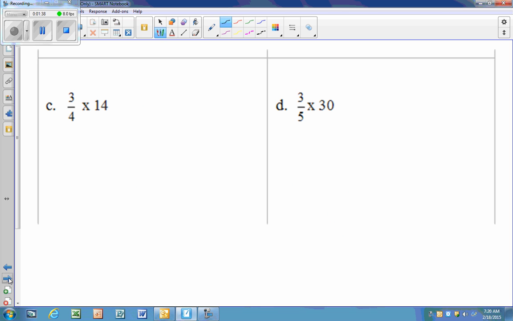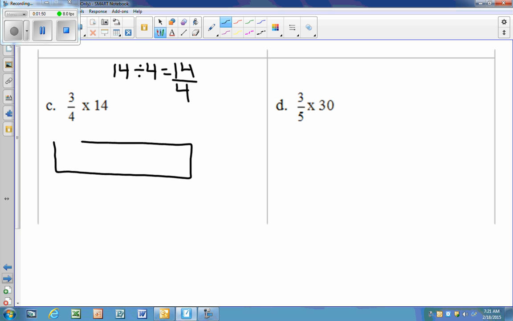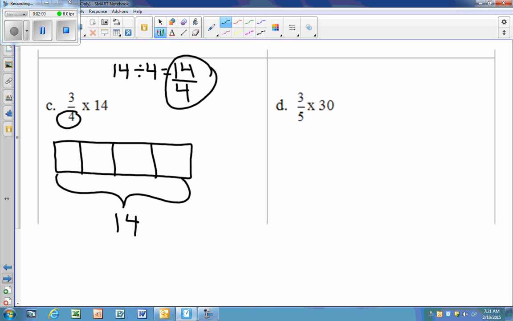Now C and D, very similar. I can't do 14 divided by 4 evenly because that would be 14/4. So I'm going to draw my tape diagram again. This whole thing represents 14. It's split into 4 groups, and each piece is 14/4, so I'm going to label that.